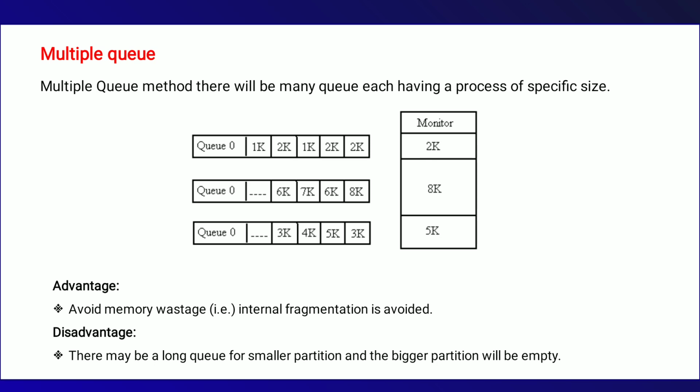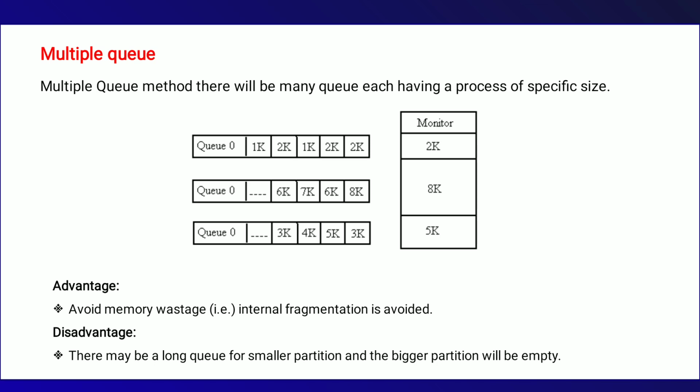Based on the size of the partition, the processes which are going to be allocated will be formed into a queue. For example, if the size of the partition is 2K, the processes which are less than 2K will form a separate queue. For the 8K partition, the processes which are greater than 5K and less than or equal to 8K will form a separate queue.